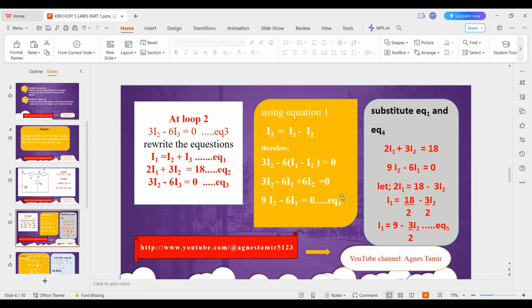Now let's progress and see. Let's solve equation 1 and equation 4 using the substitution method. Equation 1 is here and equation 4 is here.